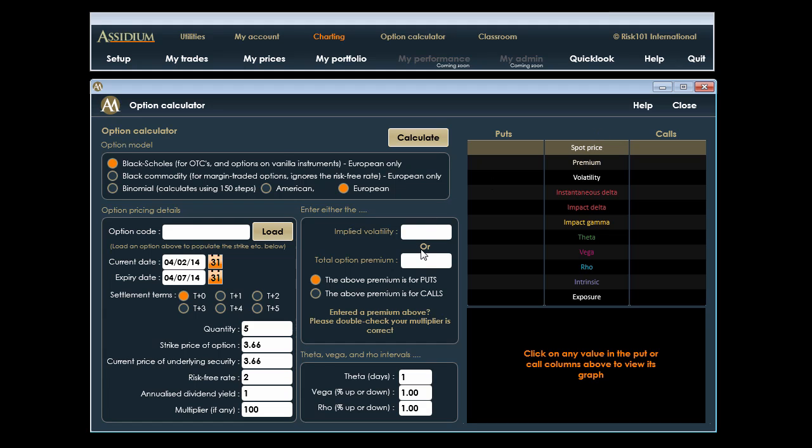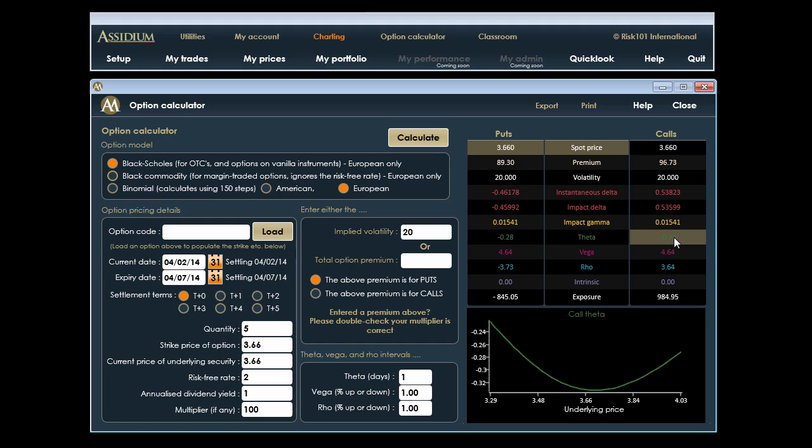Enter the volatility here and click to calculate. The outputs are on the right, and you can double-click in the number fields to view a simple graphic of how each option Greek is affected by the movements in the underlying price. So the theta is most costly when the option is at the money, and reduces as the spot price of Tesco diverges from the strike level.